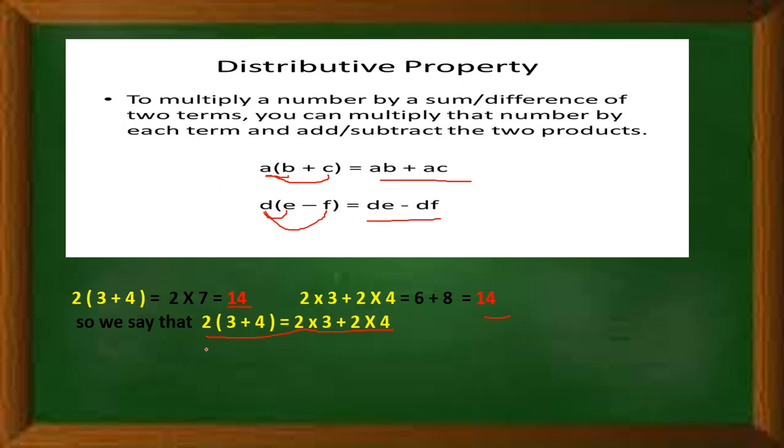If we have 2 and 3 minus 4, first we multiply 2 with 3 and again 2 multiplied by 4, but the sign between the two terms is minus. So we write 2 into 3 minus 4 as 2 into 3 minus 2 into 4.